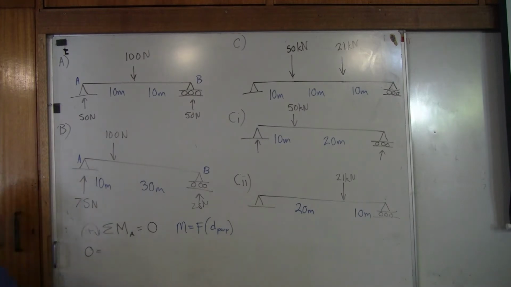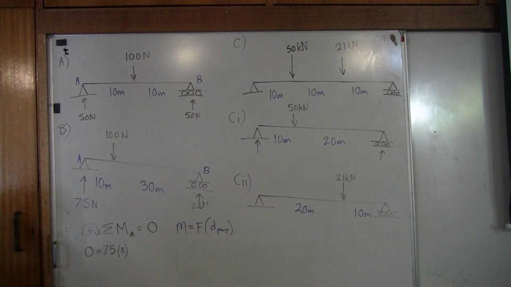Okay, force times perpendicular distance. If we go from left to right in our formula, what's our first force? Well, it's going to be reaction A, but we could put it in here for the moment just to see if it works. Our first force is 75, and how far away is it from point A? 0 meters away. Now, is it going clockwise or anti-clockwise? Well, it's going straight through, so it's not turning it at all. So at that point, we can ignore that.